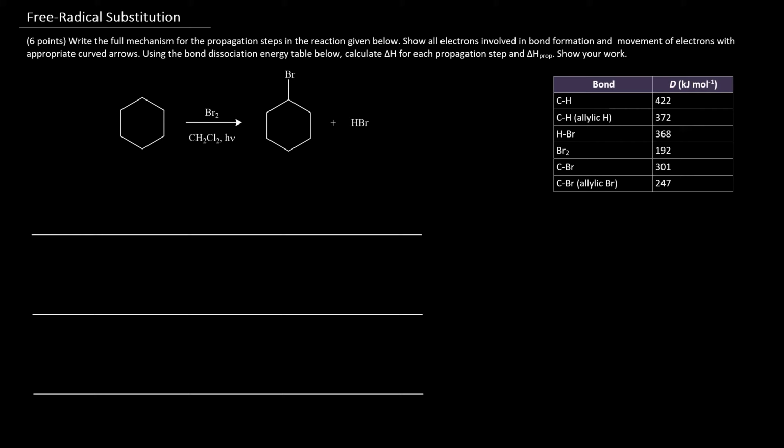So this is a classic exam question that asks us to write the full mechanism for propagation. Propagation 1 will involve the formation of the alkyl radical. In this case, we're using cyclohexane. Propagation 2 involves the formation of the alkyl halide. In order to start propagation 1, we need to assume that initiation has occurred.